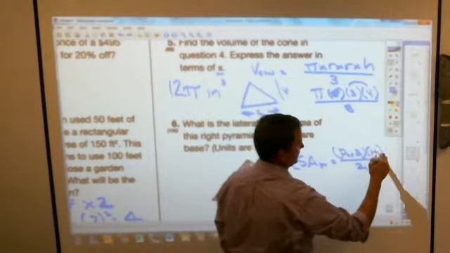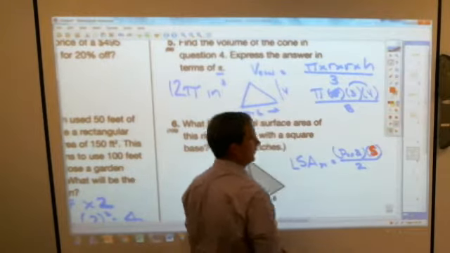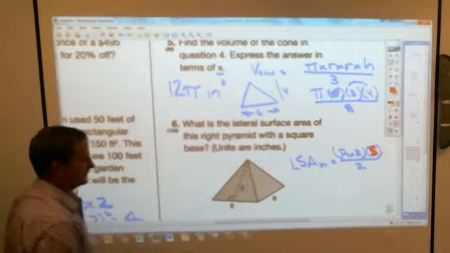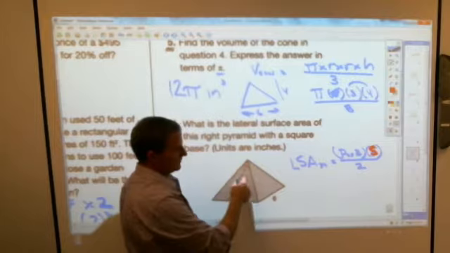Which we use as what? The letter L, the letter S? S. Perimeter of the base times the slant height divided by 2. And look, they give you everything you need to know. Slant height is 5.